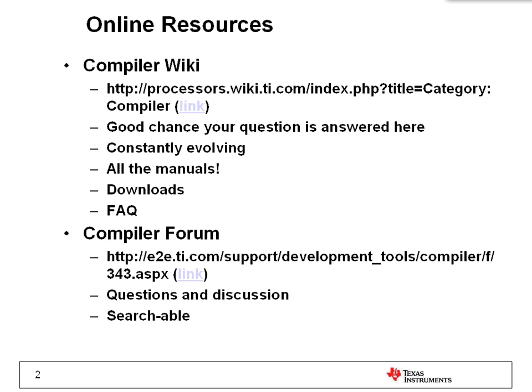Now the first thing I want you to see is all the places I want you to go to when this slide set doesn't answer your questions. The first half of this slide is about the compiler wiki. This is a collection of articles on all sorts of different topics, and it's constantly evolving. People are constantly adding to it or tweaking it. This is where you can find all of the manuals for all of our tools. This is where you can find the link to download free compilers. There's an FAQ, things of this nature.